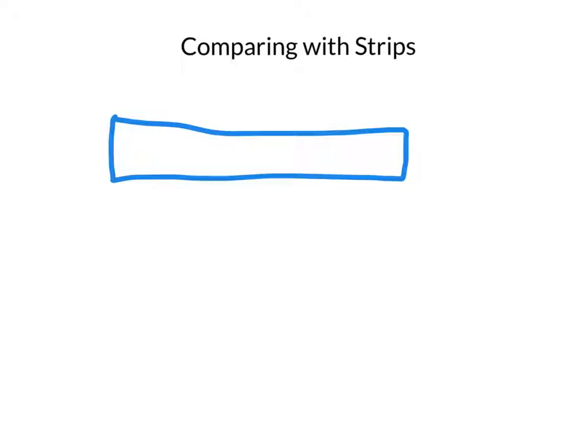Okay, that wasn't the best, but hey, I tried. So that's like a strip of paper. And I'm going to show you how we'll compare fractions using strips. Now, when we compare with strips, let's say we want to compare 2/3 and 3/5.